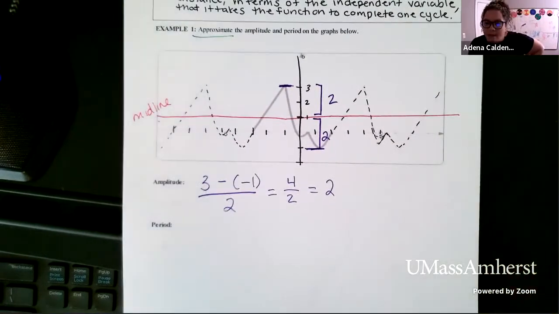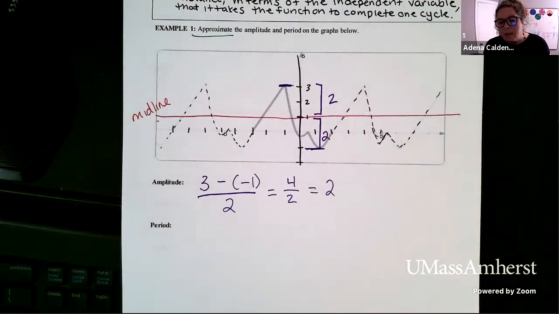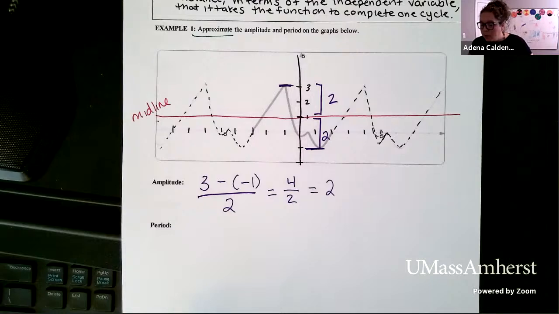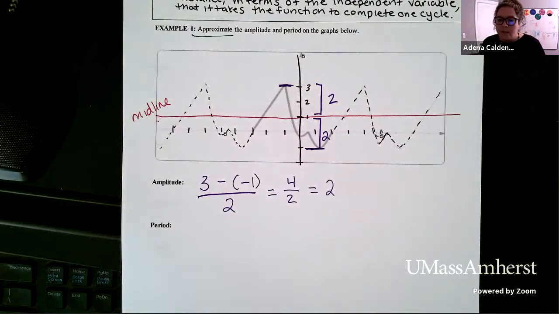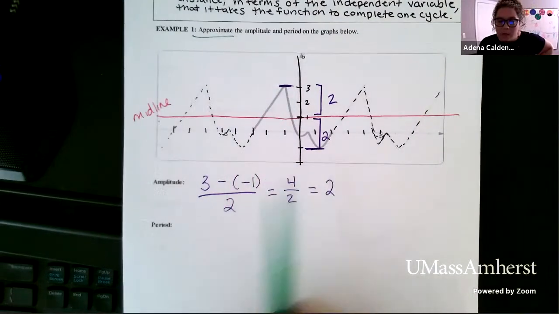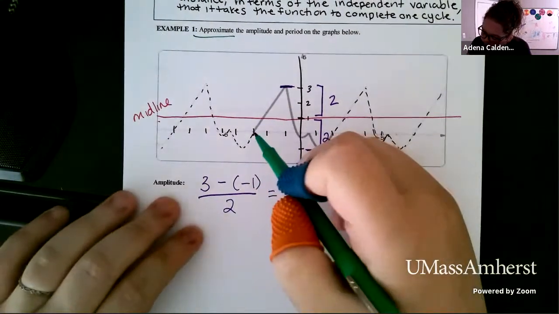Okay, so now the second thing we want to talk about is the period. The period is how long it takes the function to repeat. You can do this from any part of the function until it repeats. You could go from peak to peak, you could go from low to low, but you just have to pick a point and then figure out how long it takes to get to the starting point of the next one.